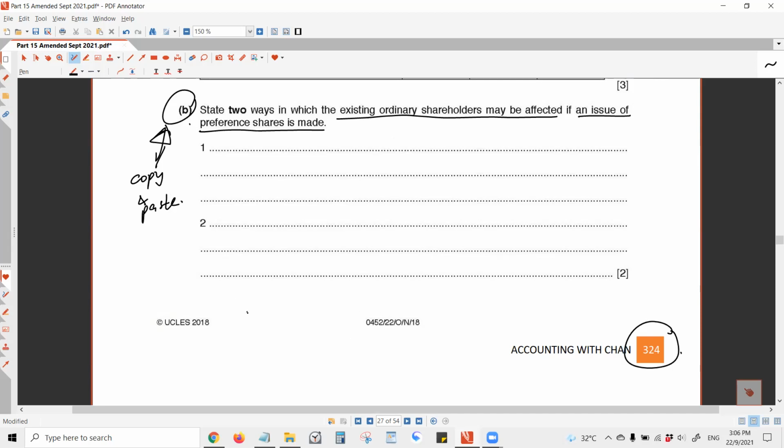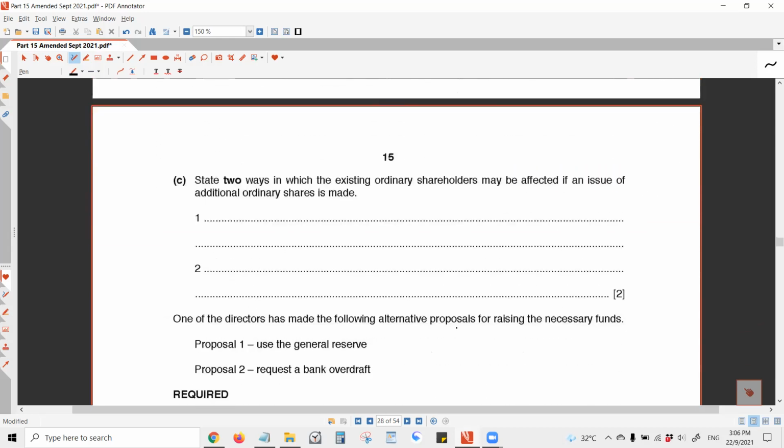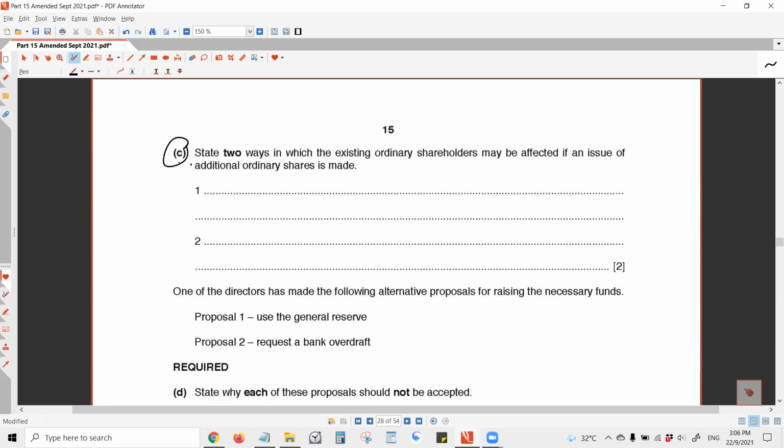The one we saw just now is a question from 2016. This one is from 2018. So is it possible to come up again in 2021? Very possible. A very popular question. Now, on the next page, look at question C. This is a different question.